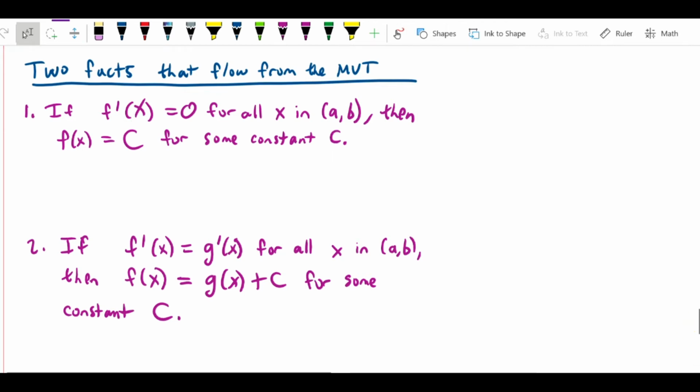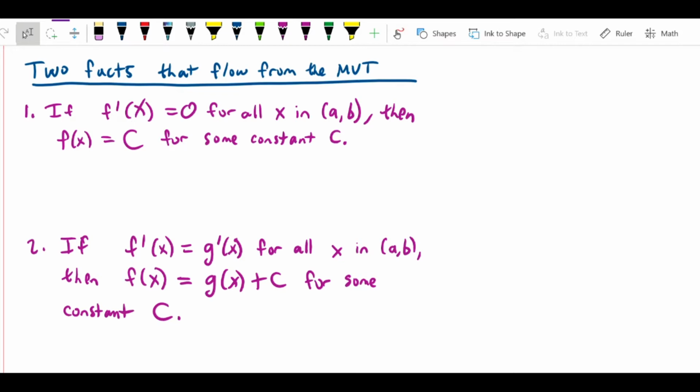So I want to cover two facts that flow from the mean value theorem, which are also covered in this section of the textbook. I'm not going to prove these the formal way. I just want to give you some intuitive sense of why they're true. As usual, I'm going to put up a bunch of words. The words look scary. The picture is not scary.